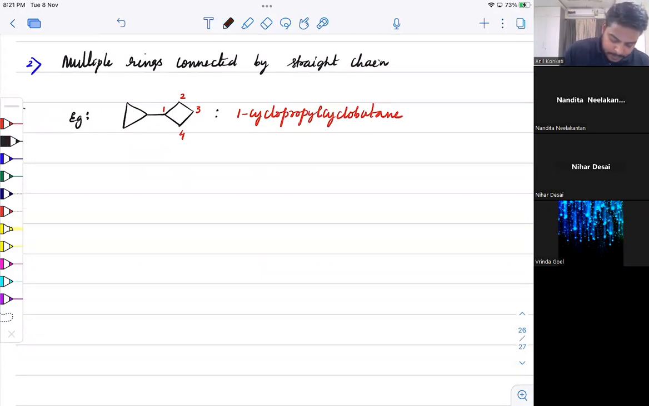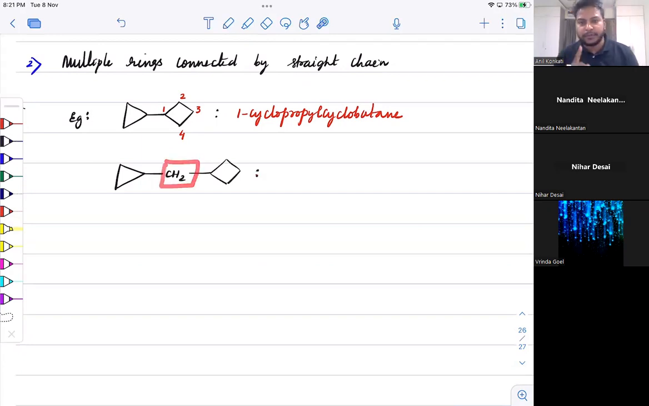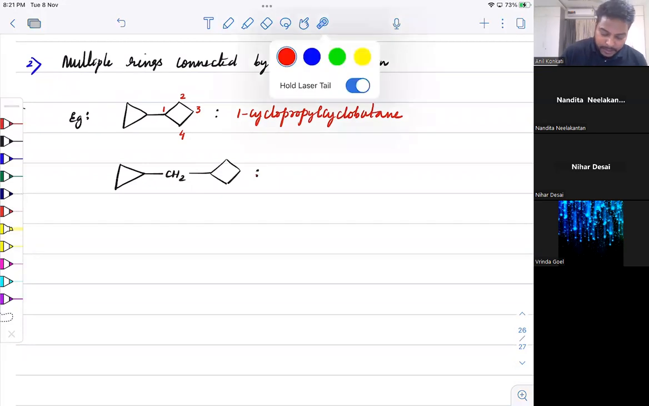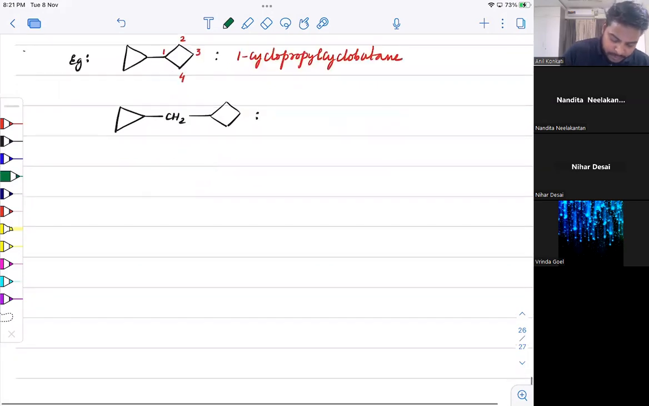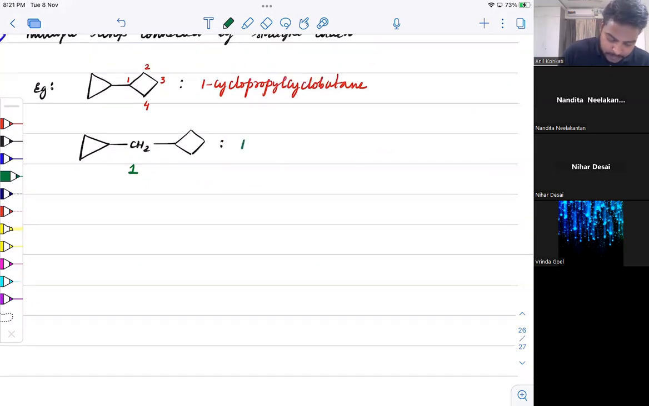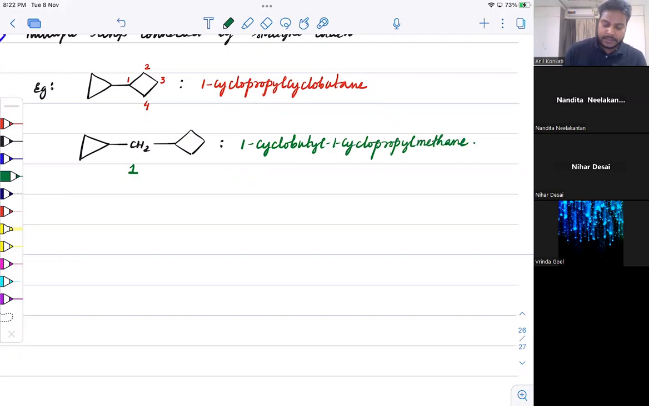But imagine the same thing now if we have one CH2 in between, which means I have one straight chain now. The minute we have at least one straight chain present, then that will be given the priority. If between two cycles there is any straight chain, as small as possible, that will be given the priority, and that will become the numbering. So this will be 1. Now left hand side and right hand side, we read it as 1-cyclopropyl, and the right side is cyclobutyl. Alphabetically, butyl will come first. So 1-cyclobutyl-1-cyclopropyl, and the name is methane. Got it? Single carbon, so it is methane.